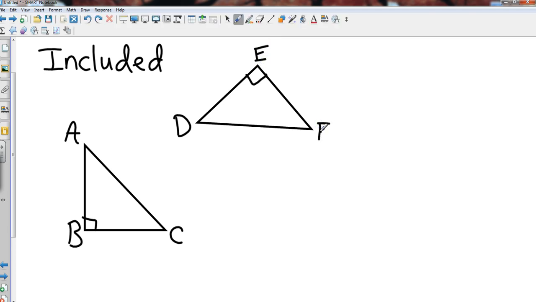And if I told you that AB was 12 feet and BC was 14 feet, and then I told you that DE was 12 feet and EF was 14 feet, in the last couple of sections, we wouldn't have enough information to prove that those are congruent yet.